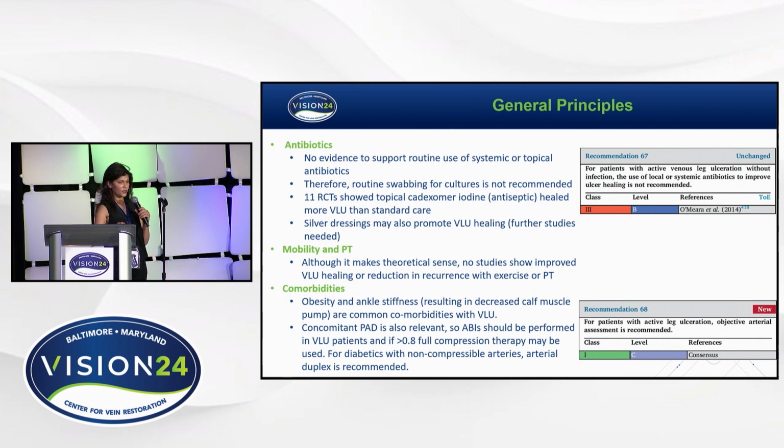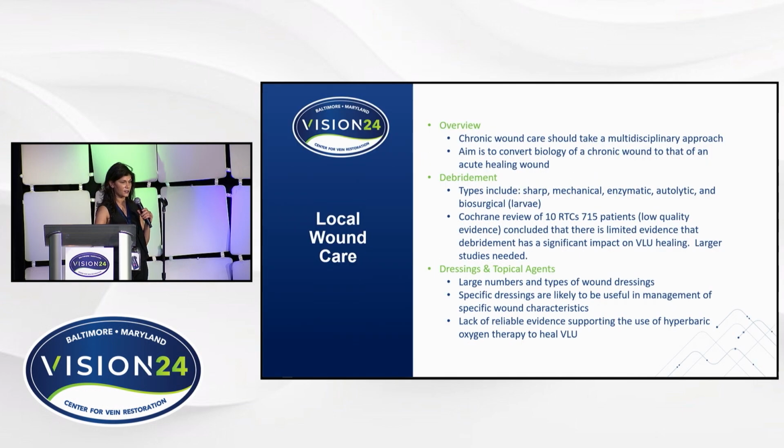But a new recommendation in the European guidelines was that arterial disease also be objectively assessed in all venous ulcer patients. So ABIs should be performed, and with an ABI of 0.8 or greater, full compression can be used. And in diabetics with non-compressible arteries, duplex is recommended.